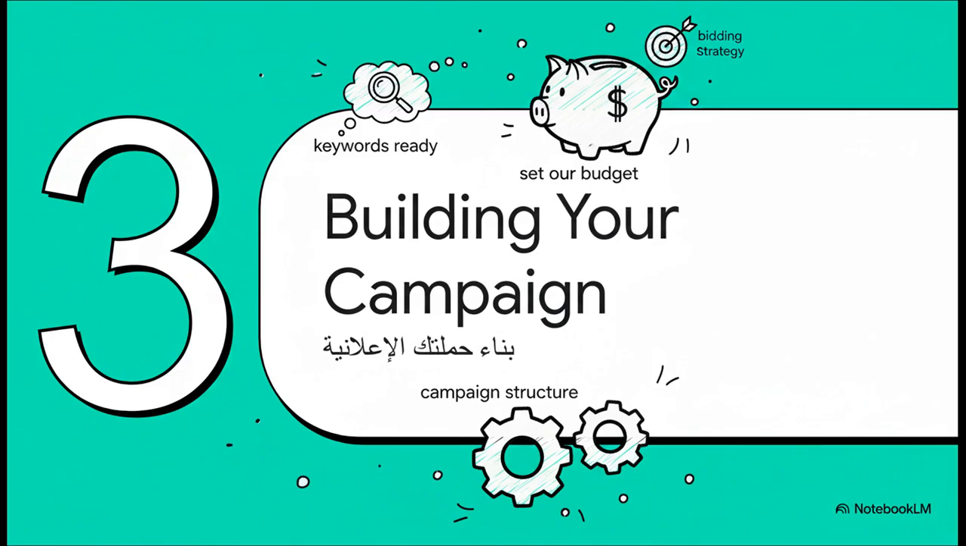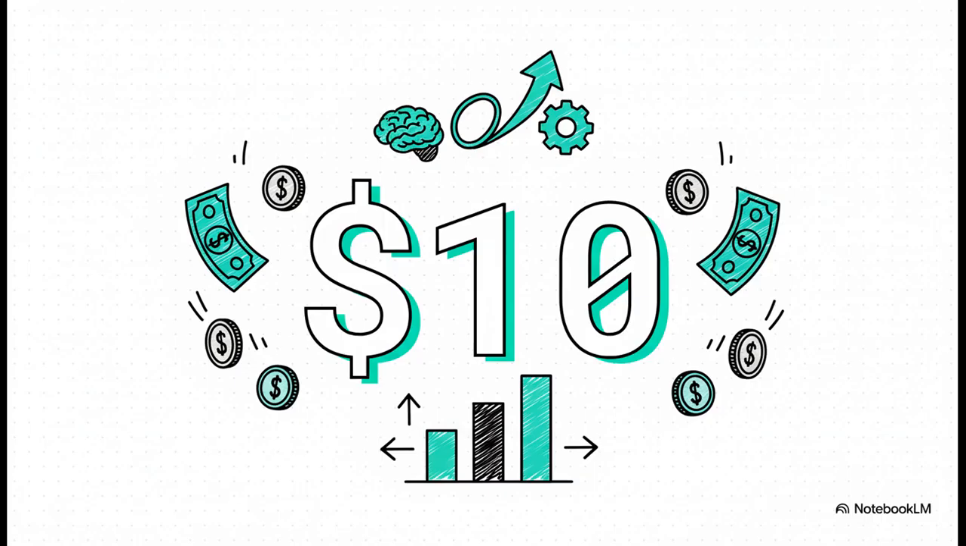All right, now that we have our keywords picked out, it's time to actually build the campaign structure. This is where we set our budget, tell Google how we want to spend our money, and lock in our targeting. Let's talk money. For a starting point, a daily budget of about $10 is a great baseline. This gives the campaign enough juice to start gathering data and learning what works. And remember, you can change this at any time. You are never, ever locked in.